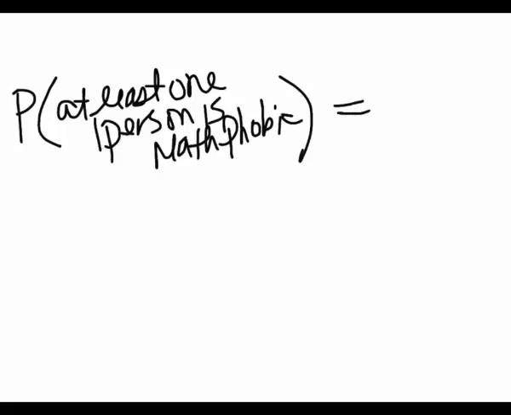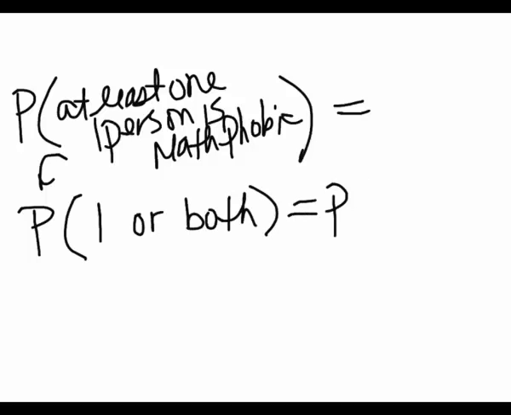Now I want to talk to you a little bit about this, okay? Since the events that only one or both people are math phobic are mutually exclusive, they're disjoint, they have nothing to do with each other, you can use the addition rule for at least one person. Basically you can change this to the probability of one or both people being math phobic. You could do that, okay? But it's very hard to do it this way. If you understand it this way, that's fine.